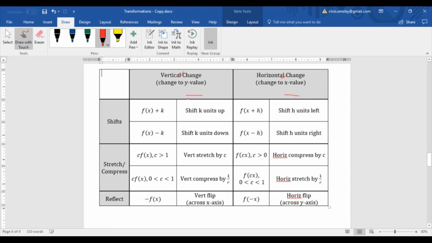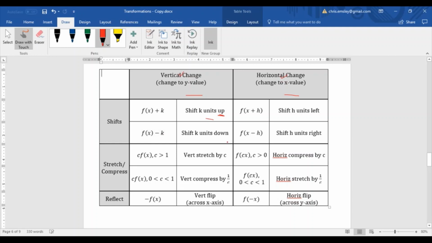I don't know why everything's jumping around on me here. So vertical changes are always outside of the function. Notice here's our original function plus a constant. Our original function minus a constant. A multiplier outside the function, either bigger than 1 or smaller than 1. The negative sign is outside the function. Anything that is outside the function is a vertical change. It's either a shift, a stretch, compress, or a reflect. The other thing to remember about vertical functions is they make intuitive sense. You expect when you add a constant that it's going to shift up.